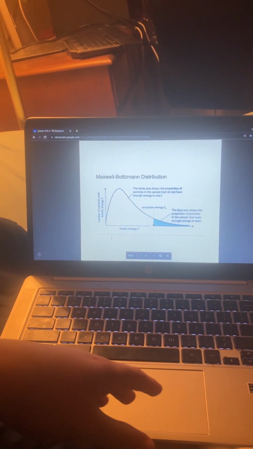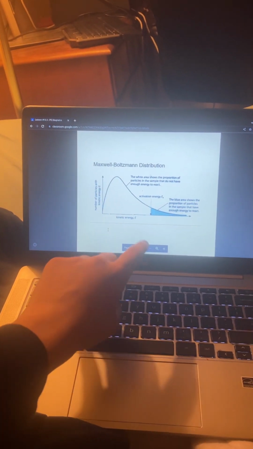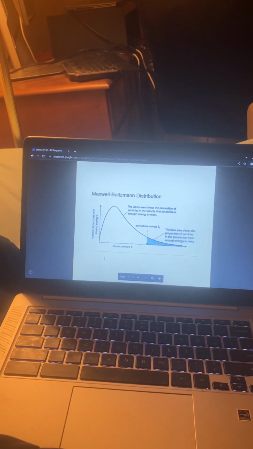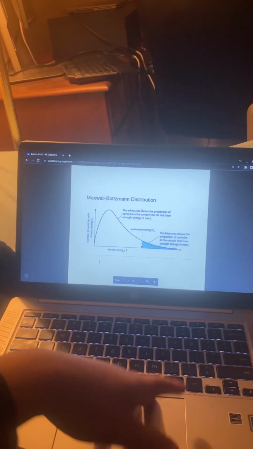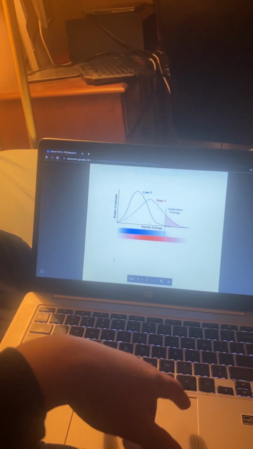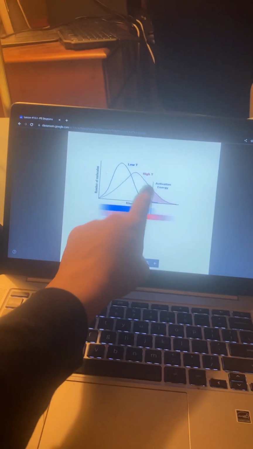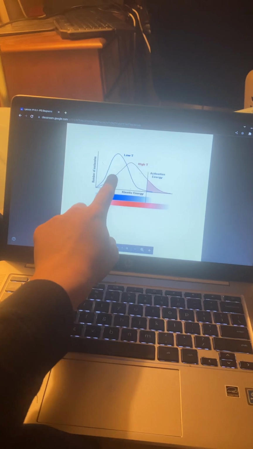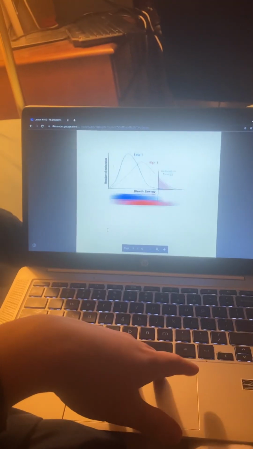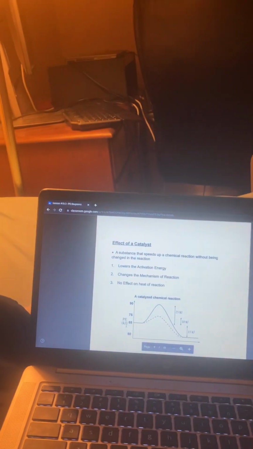In a Maxwell-Boltzmann distribution, you can see the blue area is the amount of particles that have enough energy to react, and you can see that through kinetic energy. Increasing the temperature, increasing the energy, will flatten out the curve so more particles will be able to react. The effect of a catalyst is that it speeds up the reaction without being changed in the chemical reaction.